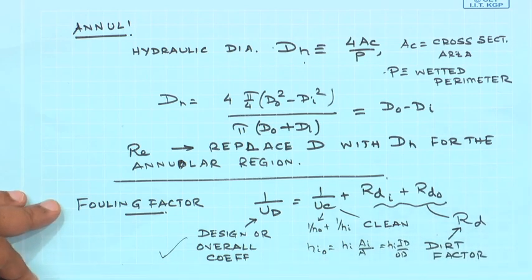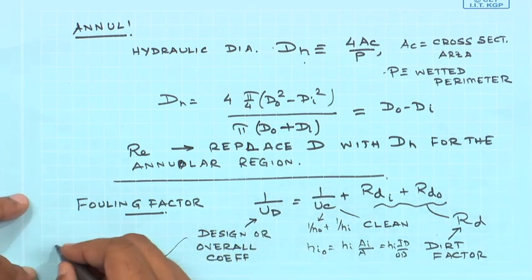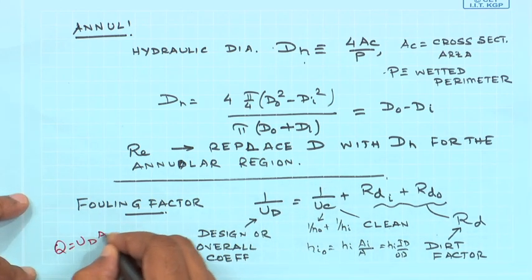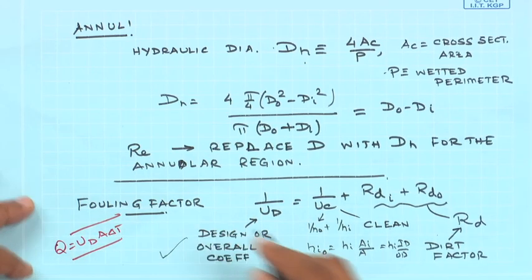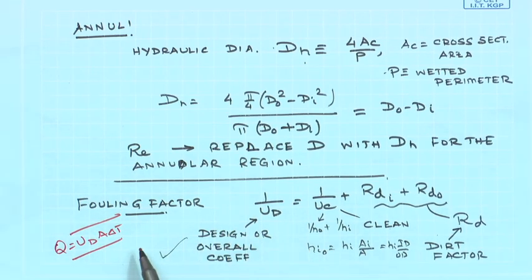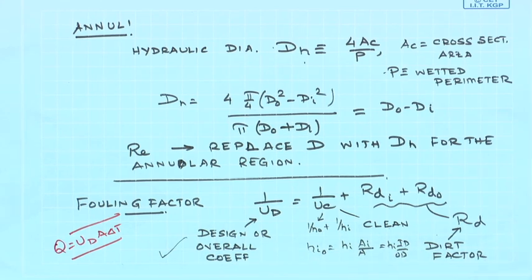And finally, what you get once you get all these, you are going to get Q equals U A delta T. Now, remember that in the case of double pipe heat exchangers, there is no need to calculate the correction factor F for LMTD, because for double pipe heat exchangers it is either purely counter flow or purely parallel flow. There is no question of mixed flow for the case of double pipe heat exchangers.